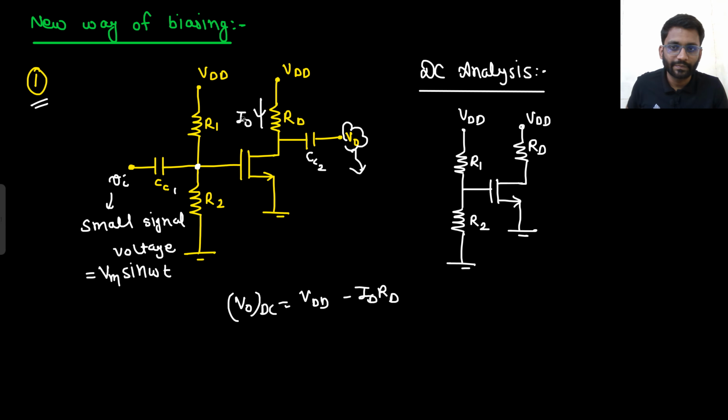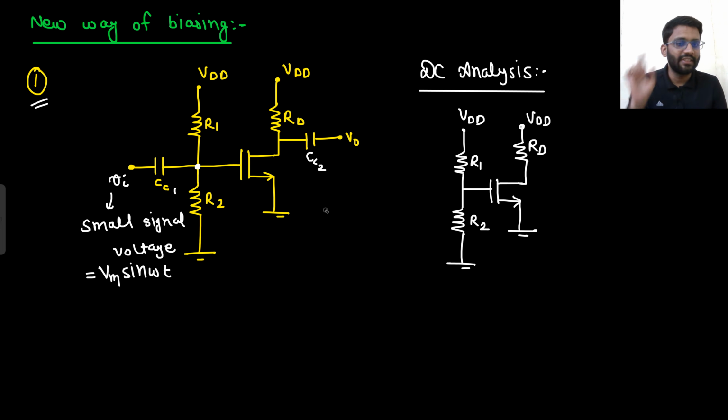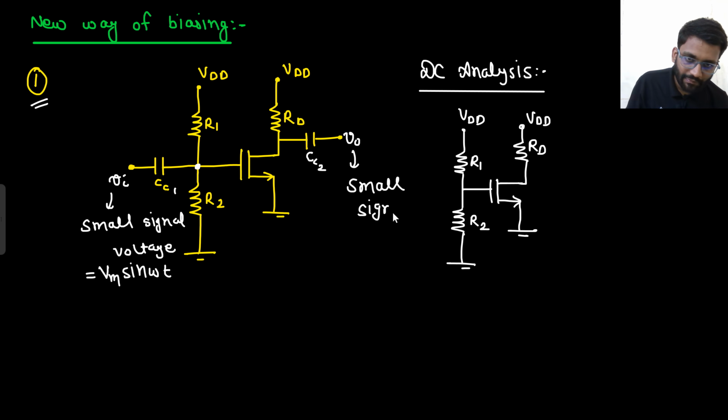Are you getting this point? Only the small signal will be coming at the output. Whatever DC was there, because of CC2, the DC is not going towards the output. So here I will write small signal output. But for now we are doing the DC analysis, so this I am writing as my DC output.